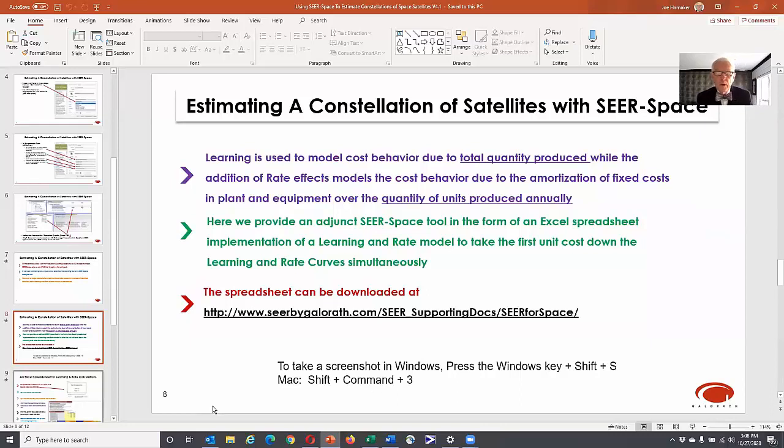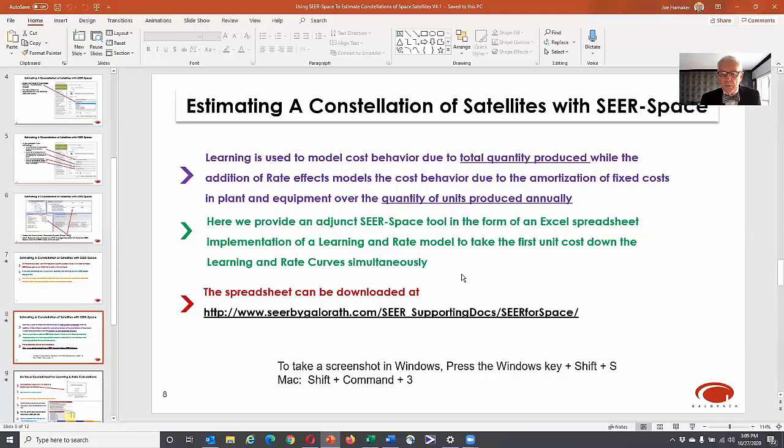So learning, you're probably familiar with. Learning is used to model cost behavior due to the total quantity produced. But there's another tool called rate effects, and that takes into account the cost behavior due to amortizing fixed costs, things like plant and equipment, over a quantity of units produced annually. So if you're producing more units on an annual basis, you have the advantage of amortizing tooling and plant and equipment over more units, and so that brings the cost down in addition to learning. So here today I'm going to talk about an adjunct SEER Space tool in the form of an Excel spreadsheet that we recommend you use for implementing both learning and rate effects.